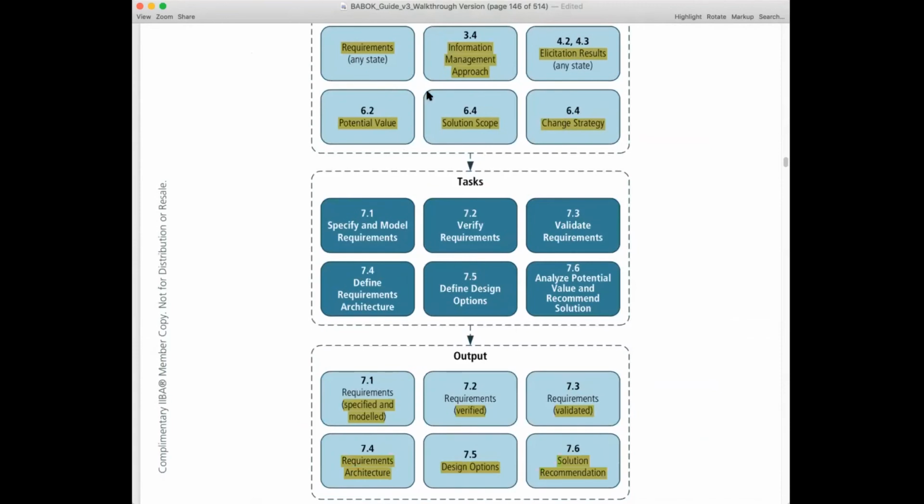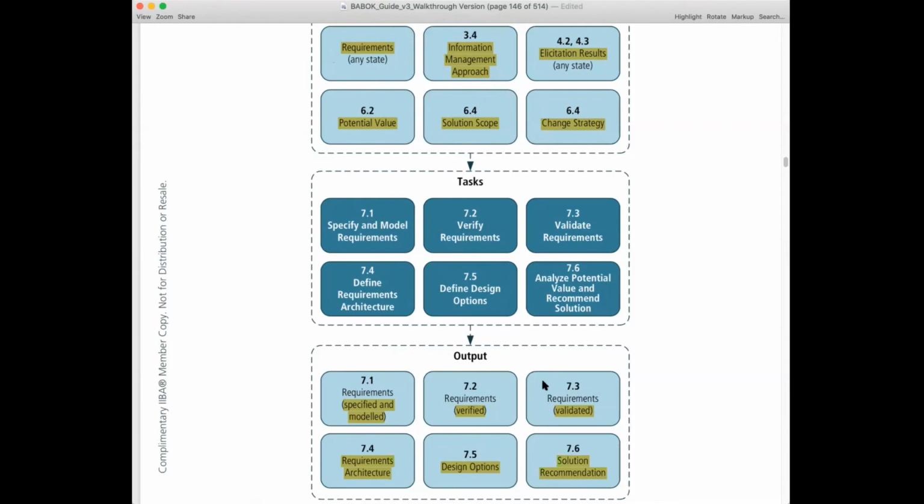And then our visual here is giving us our inputs and outputs for this knowledge area. This is for the entire knowledge area. So we are going to be looking at requirements and designs quite a bit. So requirements at any state are going to be inputs. Information management approach is an input. The elicitation results are input. The potential value that we're estimating, the solution scope, and the change strategy are all inputs into specifying and modeling requirements, verifying requirements, validating requirements, defining requirements architecture, defining design options, and then analyzing potential value and recommending a solution.